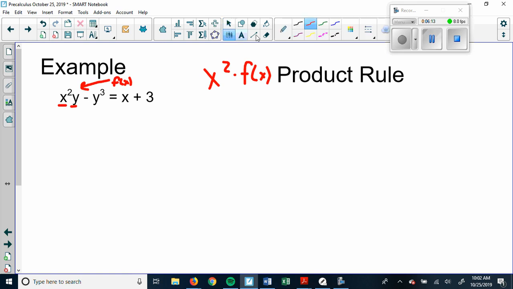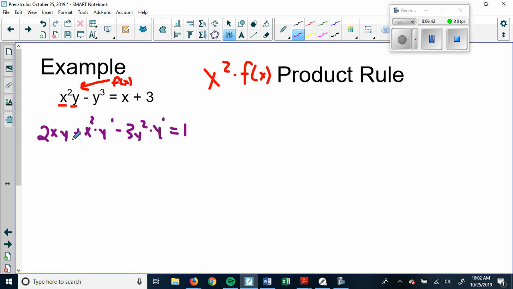So if you remember the product rule, all right, let's take the derivative now. The product rule says I take the derivative of the first. Well, that part's 2x times y plus x squared. Now, what's the derivative of y? It's just y prime. Okay, and minus the derivative of y cubed is 3y squared times y prime. The derivative of x is 1.